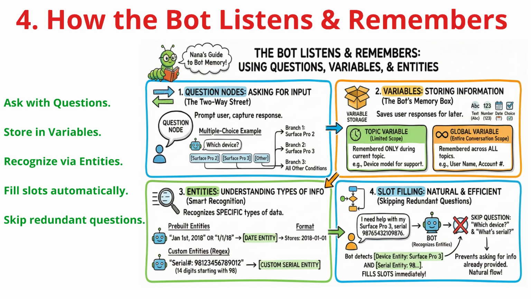To make your bots smarter, use entities. These recognize specific types of information, like dates. The bot understands that Jan 1st and 1/1/18 mean the same date. You can even create custom entities to recognize things like serial numbers using patterns. Finally, this all leads to slot filling. If a user provides information up front, like, I need help with my Surface Pro 3, serial number 9876, the bot recognizes those entities, fills the corresponding slots immediately, and skips asking those questions later. This makes the conversation feel natural and efficient.